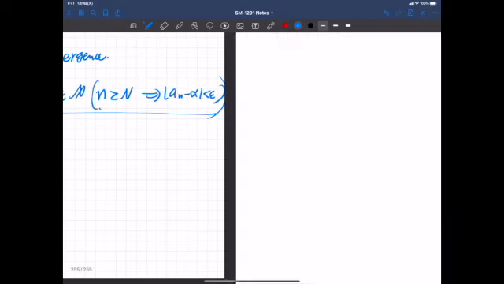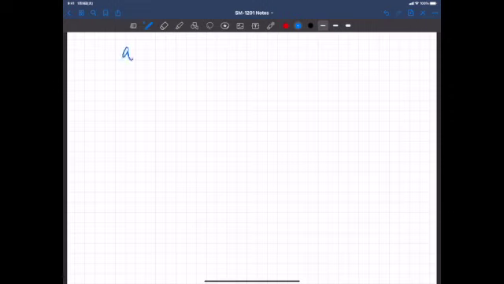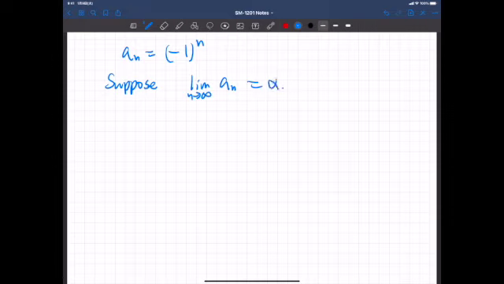In the next example, we prove that the sequence defined by this, -1 to the power of n, does not converge based on the epsilon-N argument. To show this doesn't converge, assume it does converge. So we prove by contradiction. Suppose the limit of this an is alpha. Then let epsilon be equal to 1.